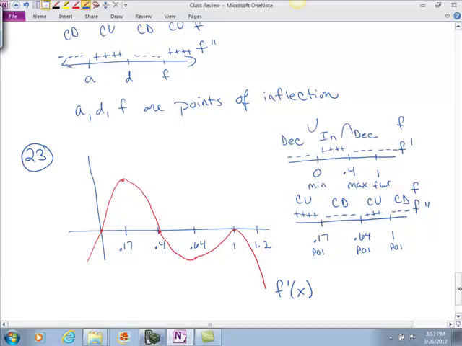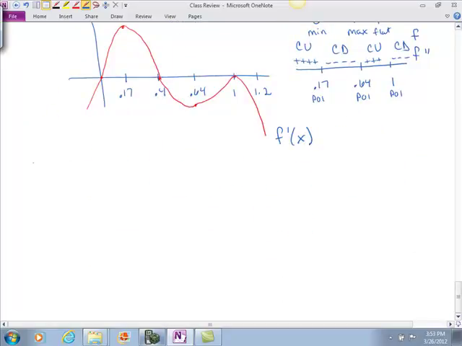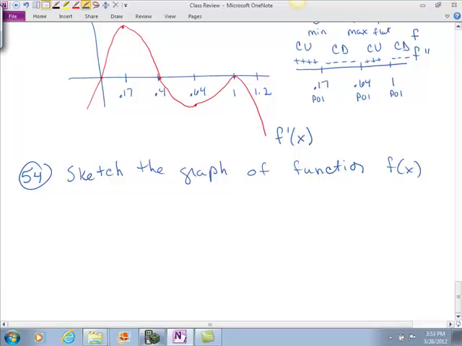Before I move out of this section, my eyes went to number 54. It says, sketch the graph of a function f of x satisfying all the given conditions.